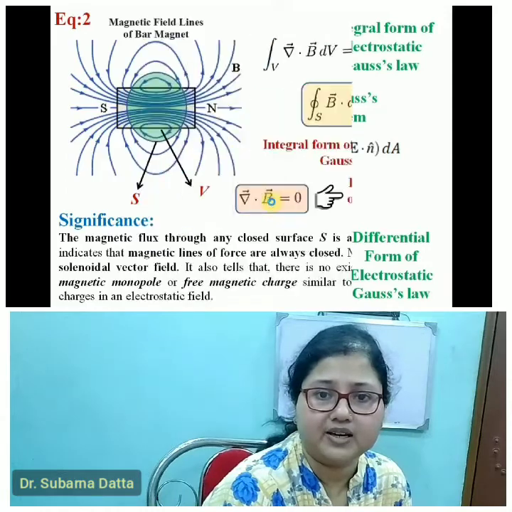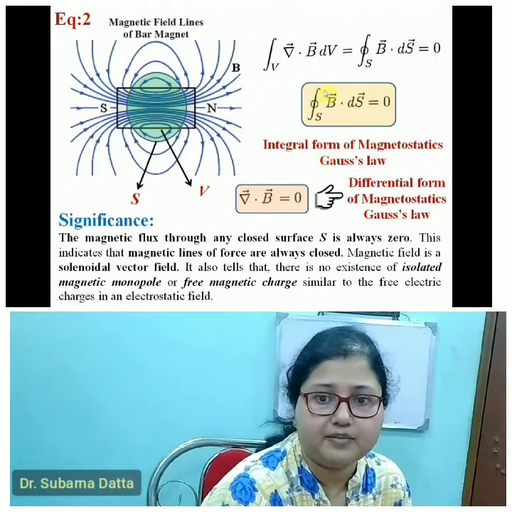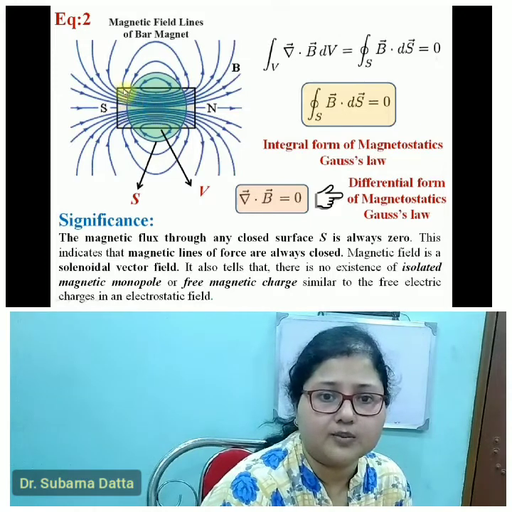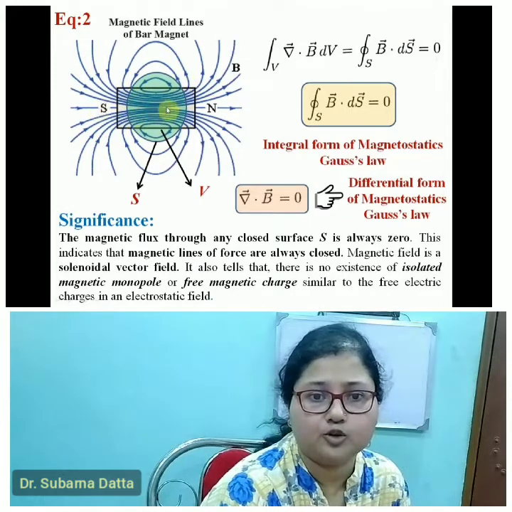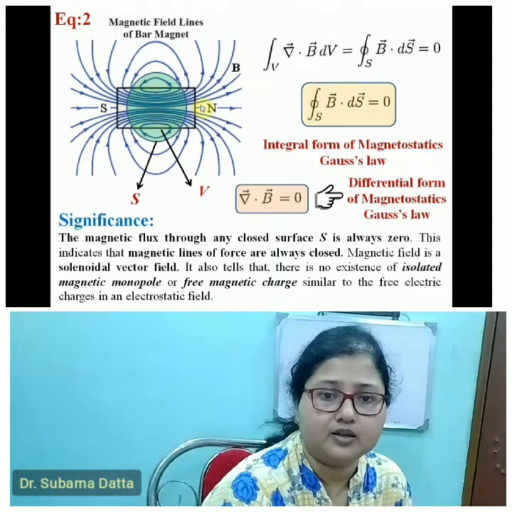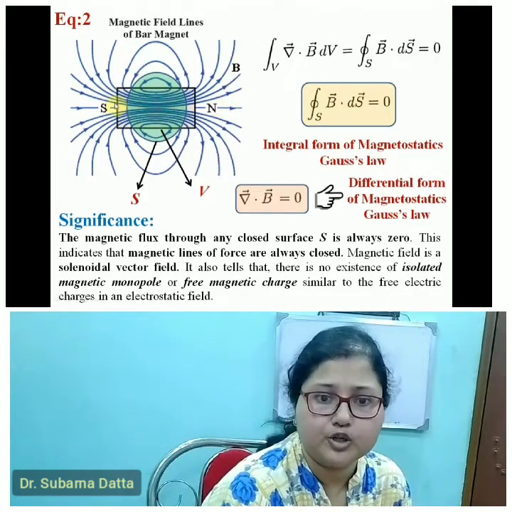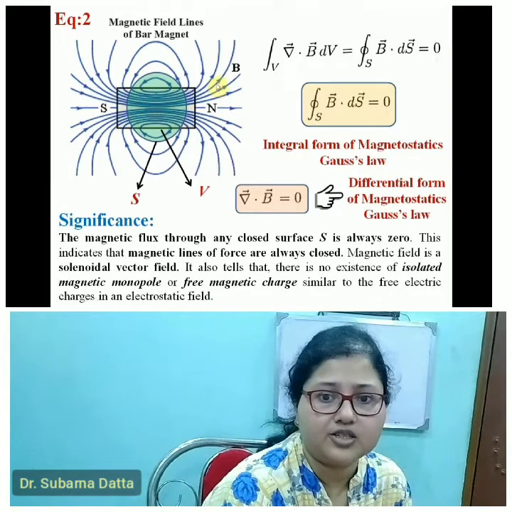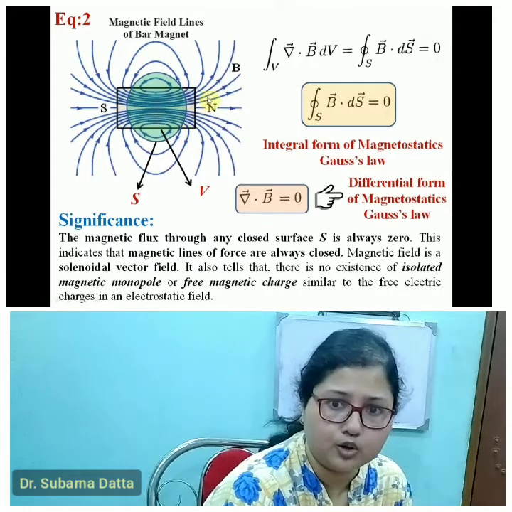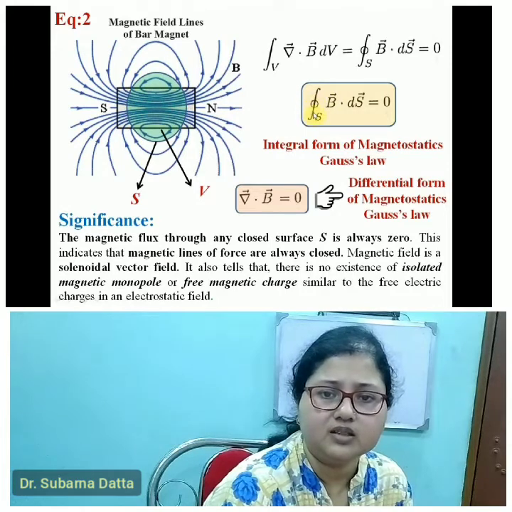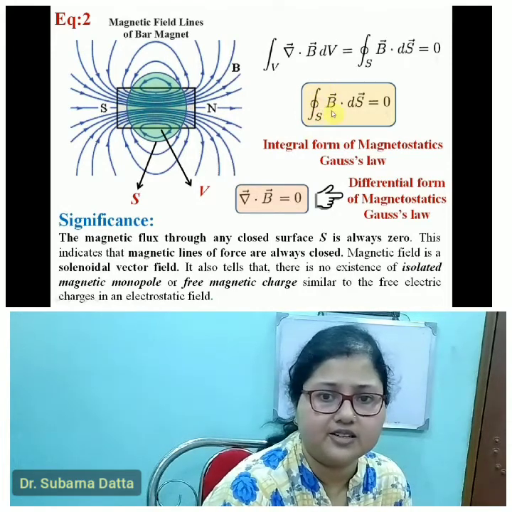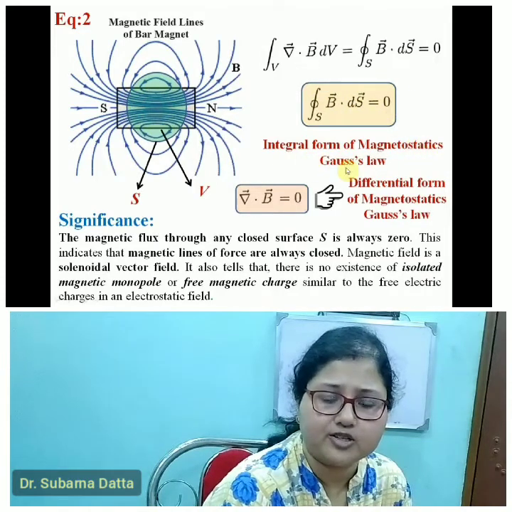Now we come to Maxwell's second equation, the magnetostatic Gauss's law. Suppose there is a bar magnet with a south pole and a north pole. The magnetic lines of force originate from the north pole and end in the south pole. So the magnetic flux through any closed surface is always zero, and the magnetic lines of force are always closed. So the closed surface integral of B dot dS is equal to 0. That is the integral form of the magnetostatic Gauss's law.